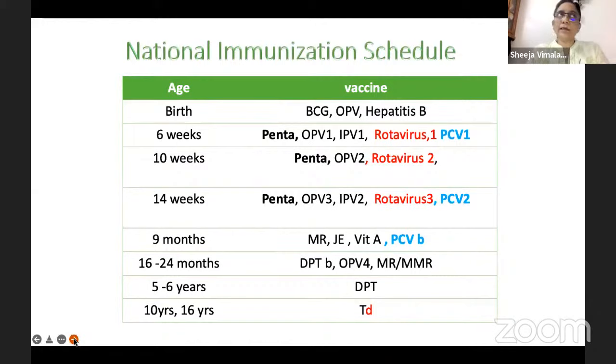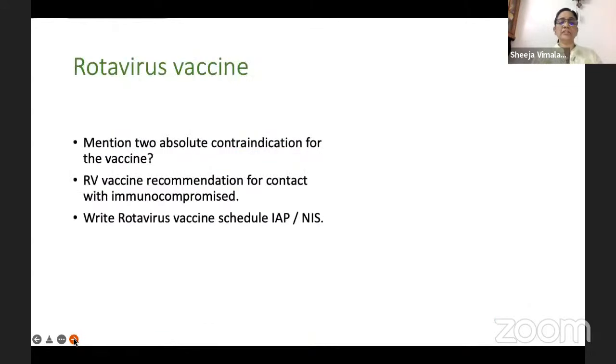Now, from the IAP newer changes, we move on to national immunization schedule. So this is the national immunization schedule. So what do we have? Recent additions. Now, rotavirus has been added, and also pneumococcal conjugate vaccine has been added on 6 weeks, 14 weeks, and 9 months. And another change is that now TT has been replaced by TD. So these have been the 3 recent changes in national immunization schedule.